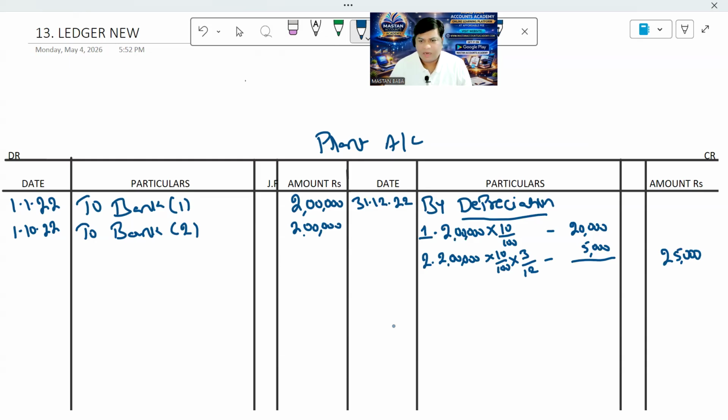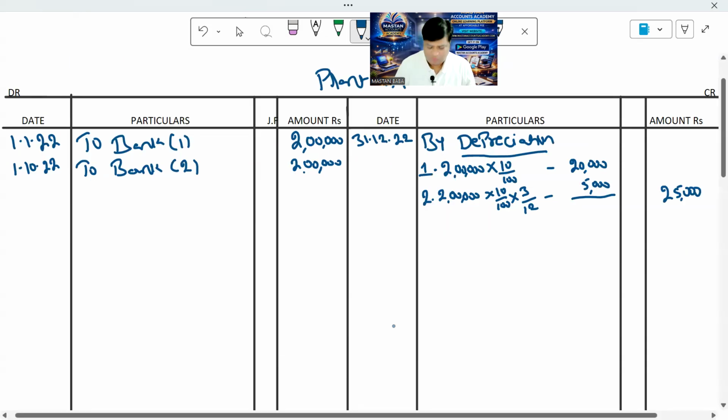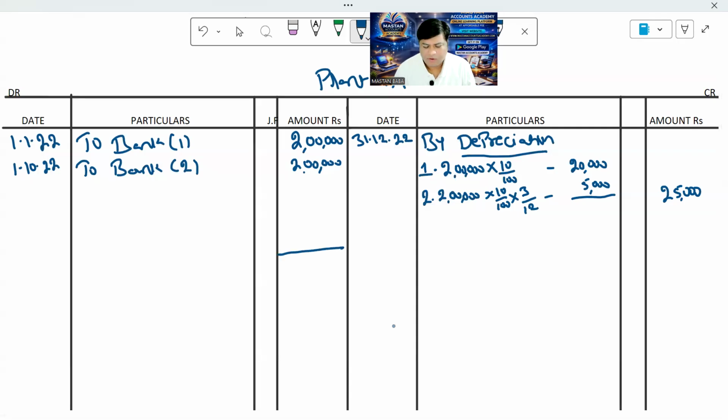25,000. Let's balance the asset account. So obviously debit will be higher in asset accounts. Asset account never becomes negative. Either it may become 0 or always shows the debit balance. So debit is more than the credit side. I'm taking 4 lakhs on both sides.